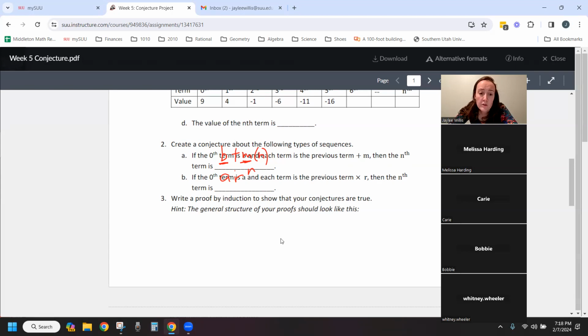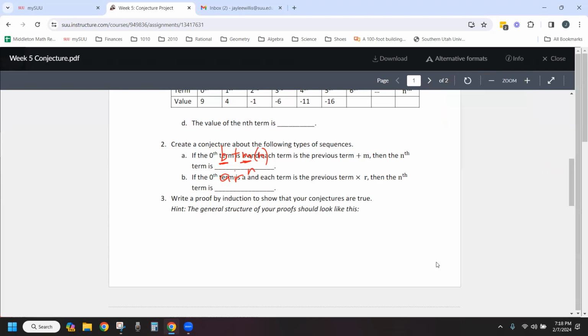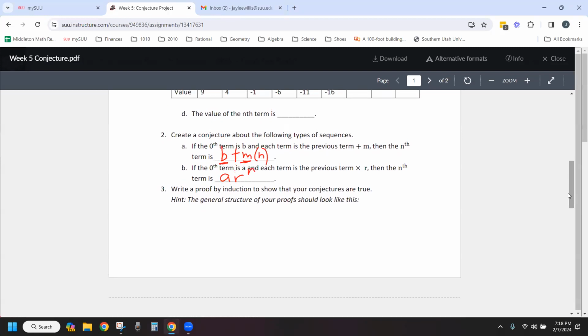Okay, so we've got our two conjectures. And before we go on to proving them, I want to point out a connection to an algebra topic.